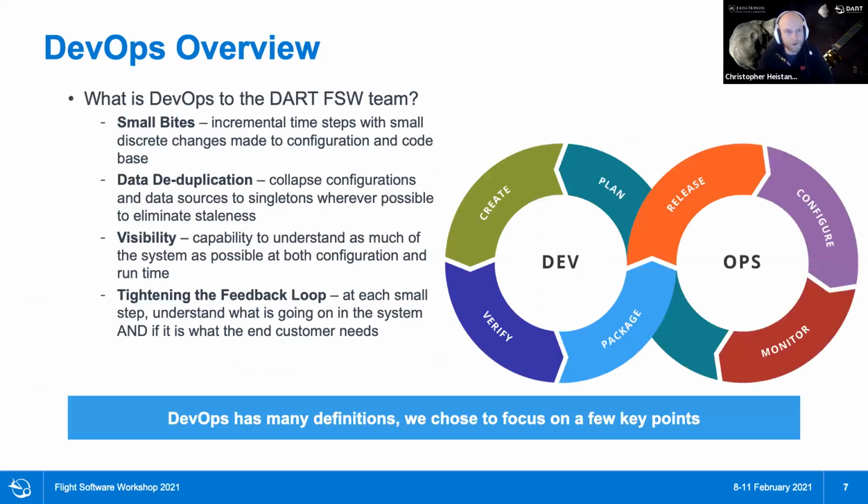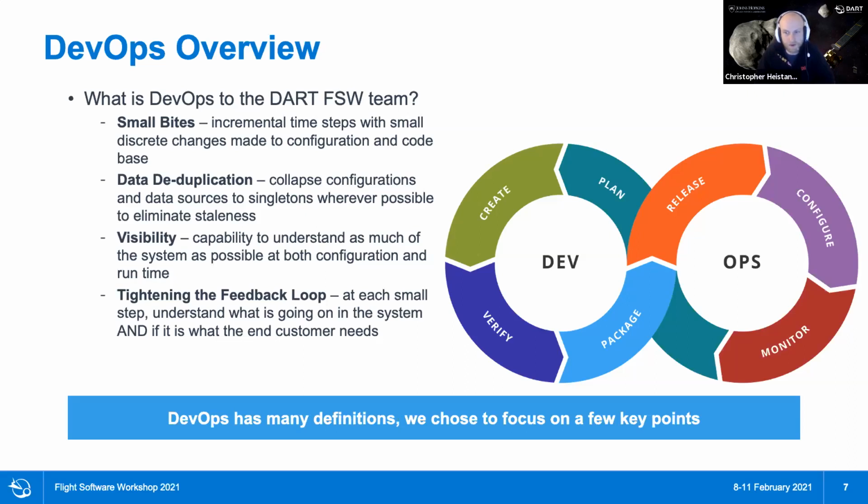Next. And lastly, I wanted to try and give you a DevOps overview. DevOps means something different to every single person. Overall, the goal for DevOps in our mind is to get feedback faster, actionable feedback as fast as possible. What that means to us is we picked 4 specific tenets: small bytes, data deduplication, visibility, and tightening the feedback loop. We're going to walk through each one of those individually, but you will see an emphasis in the rest of the slide deck.